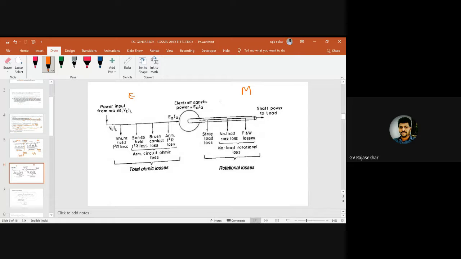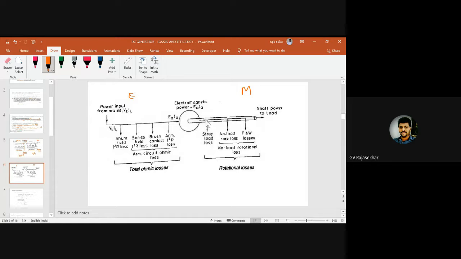So we are giving electrical input and we are going to get mechanical output. Out of the electrical input that we are giving, Vt and IL, some input is lost as I square R loss, series field loss, brush contact loss and armature loss. The remaining power, EA into IA, is transferred to mechanical energy.